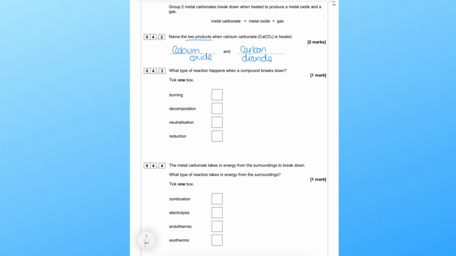What type of reaction happens when a compound breaks down? So this would be decomposition, and because it's using heat, it's actually thermal decomposition. The metal carbonate takes in energy from the surroundings to break down, so that type of reaction is endothermic. If it was giving out energy, that would be exothermic.